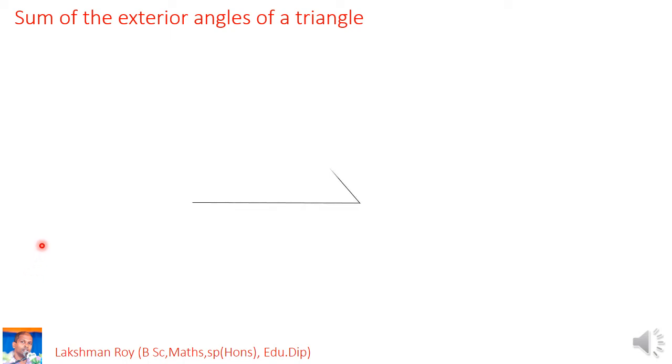Right. Now okay, student, we are going to take the sum of the exterior angles of a triangle, right? We are going to take the sum of these three exterior angles. See, this is my triangle, student, and I name it triangle ABC. Then I produce one side, AB, then side BC also, and also side CA, right?